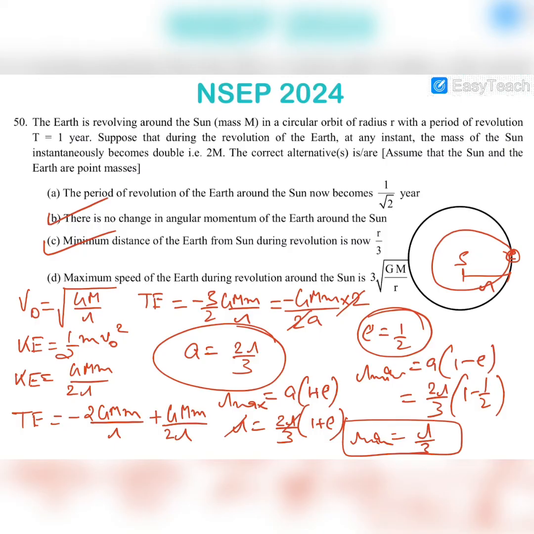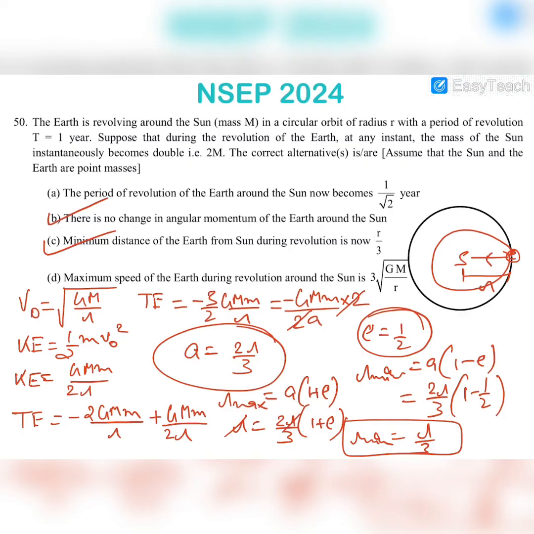Obviously this is correct, because at any time the force of gravity acting on earth will be acting towards the sun, or I'll say pointing towards the sun. Therefore the torque of this force about the sun is 0. So the angular momentum of earth about the sun will not change.